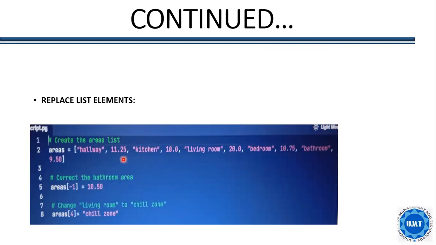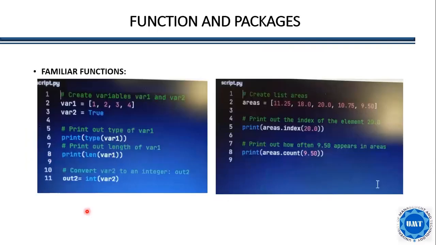The other thing is how to replace a list element. If we want to replace a list element, we can simply use this. For example, the -1 is here. We can see that the -1 is 10.50. So we can replace the living room with the chill room. This is at point 1, 2, 3, 4, so living room is at the 4th. We can replace the 4th element with chill zone. This is how it will be replaced.